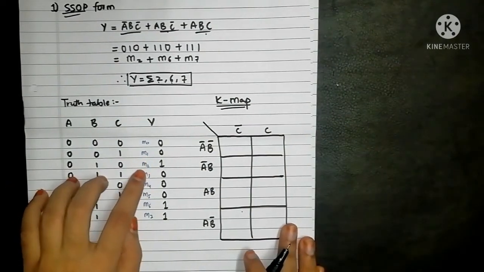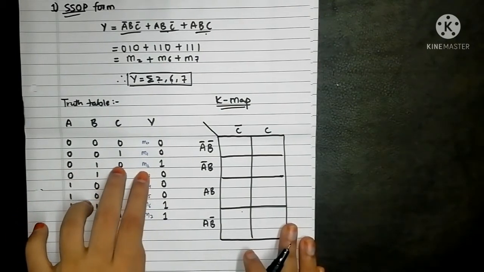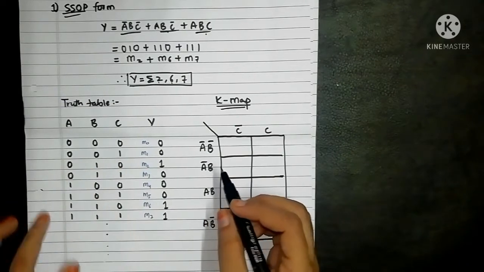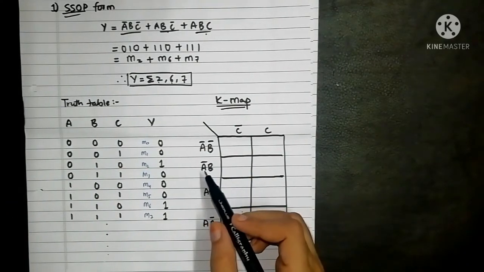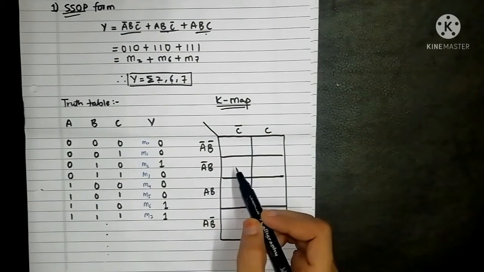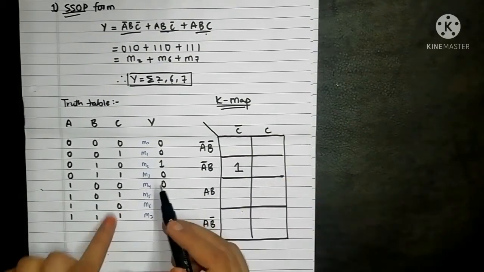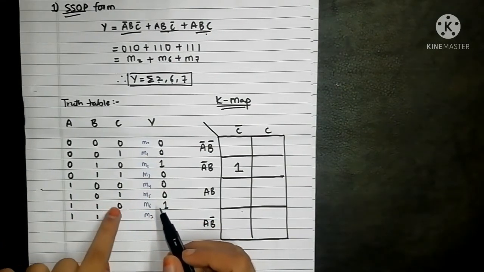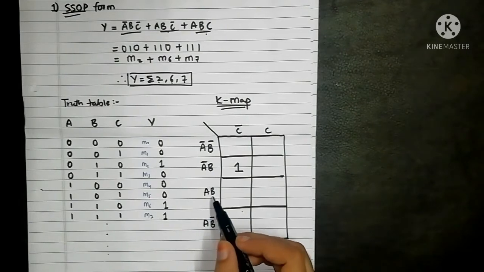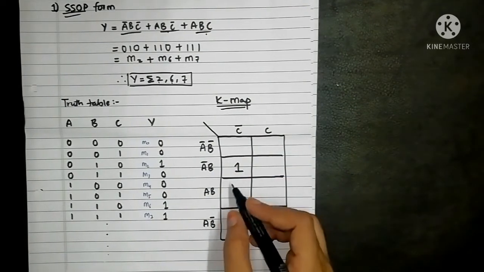Now look here in the truth table. For A bar, B and C bar I will put 1. So A bar, B and C bar. Second row, first column, put 1. Then the next I am getting is for M6. So A, B and C bar. Third row, first column, put 1 here.